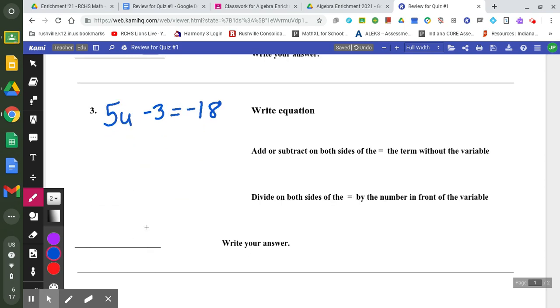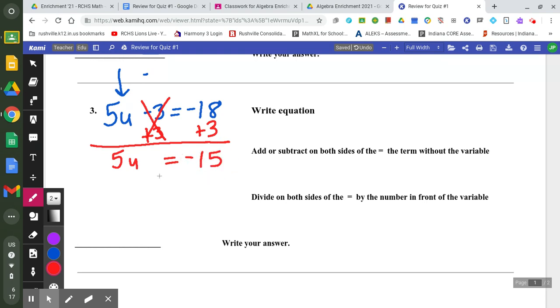Problem number 3, 5u minus 3 equals negative 18. So the first thing I'm going to do is add or subtract on both sides of the equal sign the term without the variable. So I want my 5u to stay right where it is. So I'm going to do the opposite of minus 3, which is plus 3 on both sides of the equal sign. So I have 5u. The negative 3 and the plus 3 cancel, equals, and then I do negative 18 plus 3 to get negative 15.